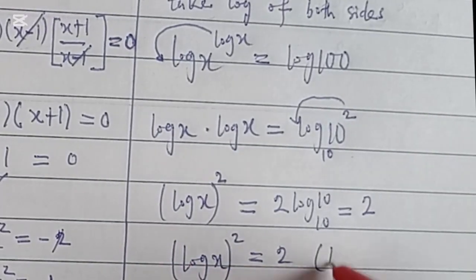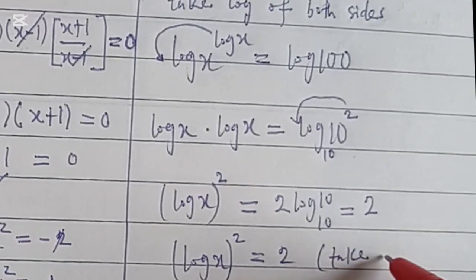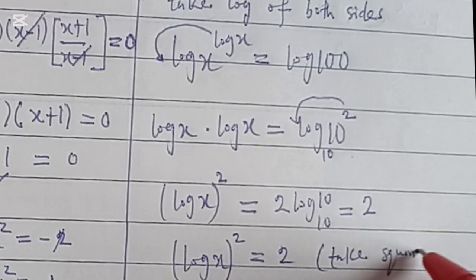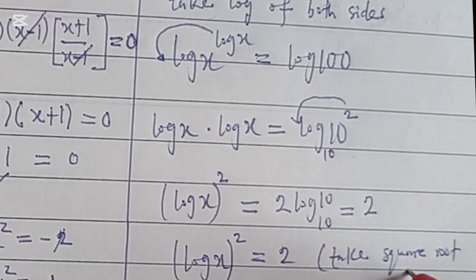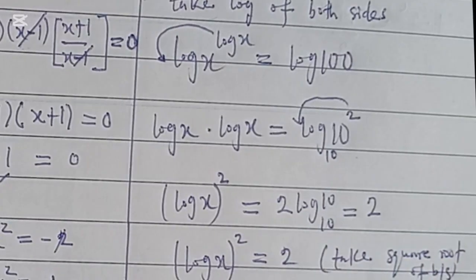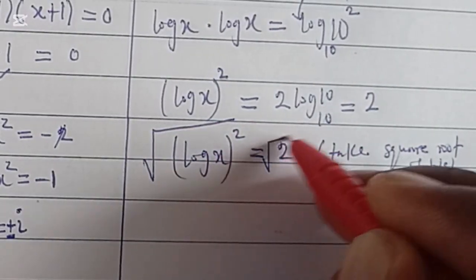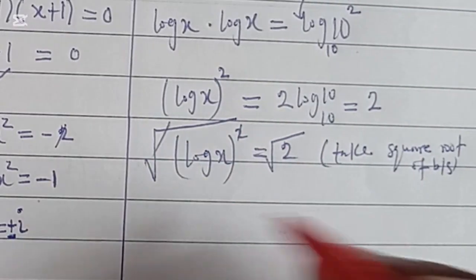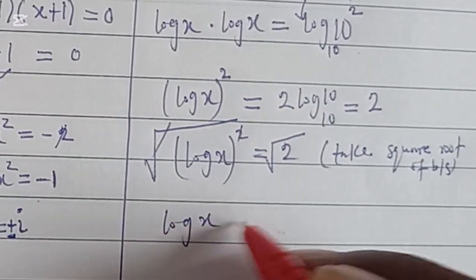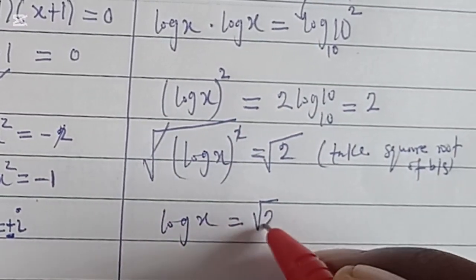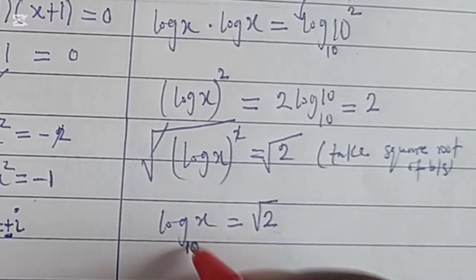So what we can do is take the square root of both sides. When you do that, this becomes the square root of this and then the square root of this. This immediately cancels this, and then we are left with log x, which is equal to the square root of 2. Remember, there is a base of 10 here by default.